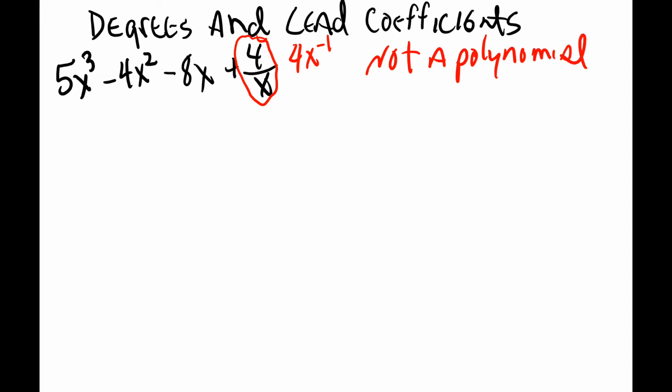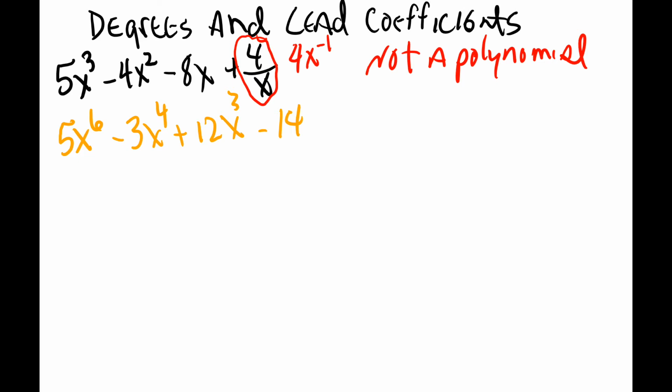All right, let's look at the second one. Let's see, we've got here 5x to the 6th minus 3x to the 4th plus 12x cubed minus 14.